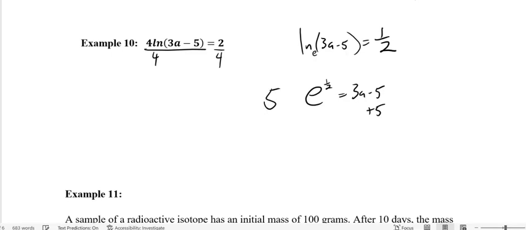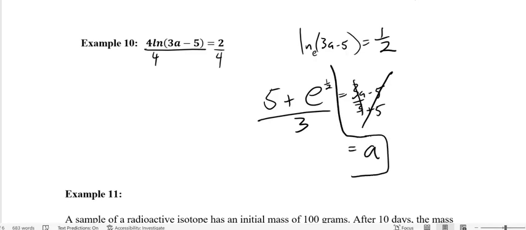Add 5 to both sides. I'm going to divide by 3. And I get this weird looking answer. a equals that thing. Now that's hard to check, but I could check it. Plug it in at least. I should check to see if I'm getting a positive. And I think that should be positive.